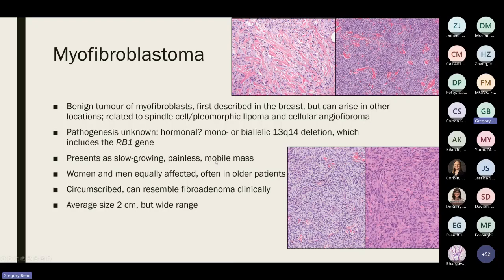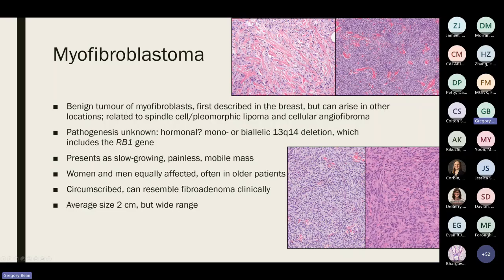It's slow-growing, painless, mobile, usually circumscribed. Women and men can be equally affected. You often see it in older patients. It can resemble a fibroepithelial lesion clinically. Average size is 2 centimeters, but there's a wide size range. And here's just some pictures.